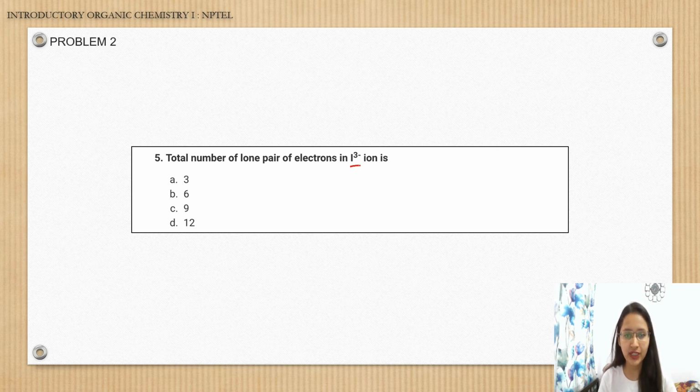So where was I? Here they are asking the total number of lone pair of electrons in I3 minus ion. So here I3 is corresponding. Everyone, please switch off your mics, please. Yeah, thank you. So the total number of lone pair of electrons in I3 minus ion.